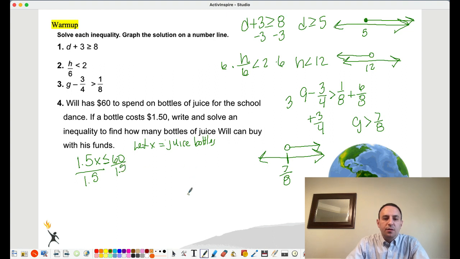All right, so we come over here and ask, how many times is it going to go? Roughly about 40 times. So x is less than or equal to 40. If you went ahead and graphed on a number line, you're welcome to. I don't think it was required, it doesn't say to, but you'd say 40. It could include 40 and go down.